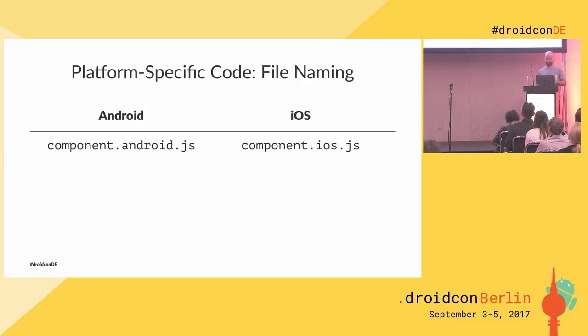Another little more explicit and declarative way to do this is these extensions. So by default, React Native, you could just have a component.js and it would load it on both platforms. If you had, and component's just a generic name here, by the way. So if you name them with these extensions, it will load the appropriate file for that platform. And then you can have shared files that those two would reference.